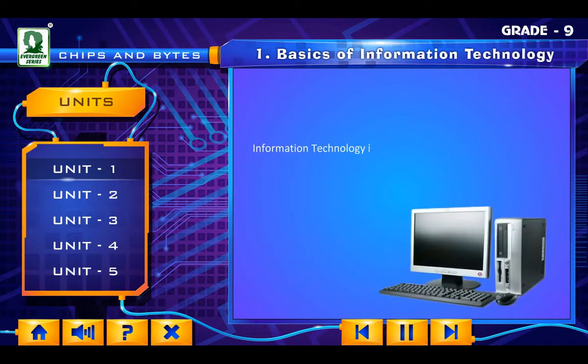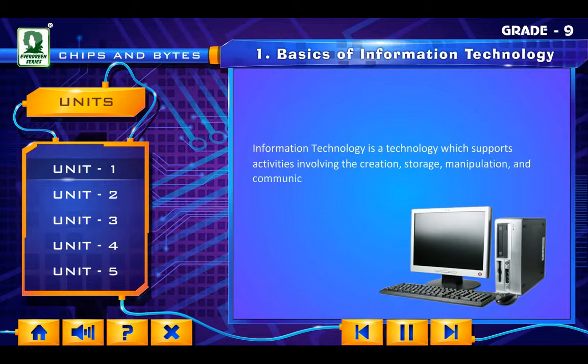Information technology is a technology which supports activities involving the creation, storage, manipulation, and communication of information together with their related methods, management, and application.